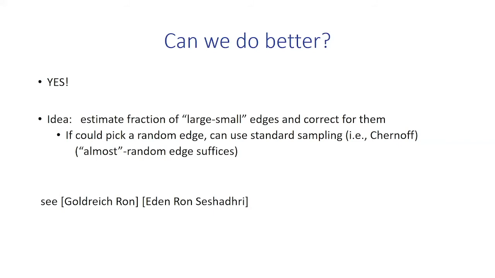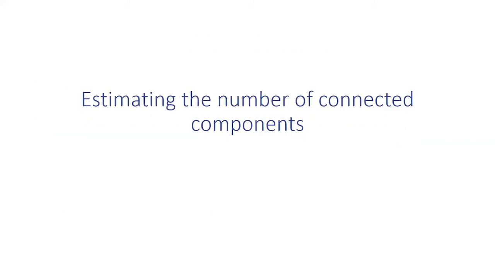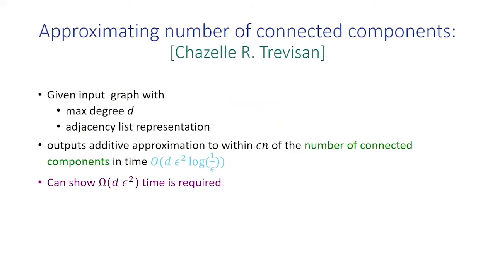All right. So I'm moving on now to estimating the number of connected components in a graph. Here, again, we're going to assume that we have an input graph with bounded degree, and the degree is bounded by D. Our running time is going to be in terms of D, so D doesn't have to be a constant, but the running time will depend on D. And we're going to assume it's in the adjacency list representation.